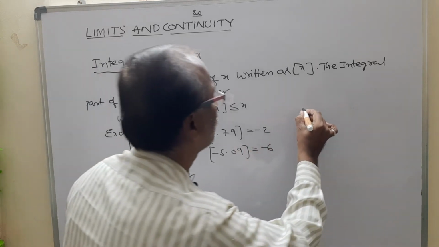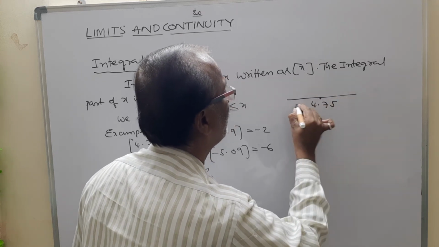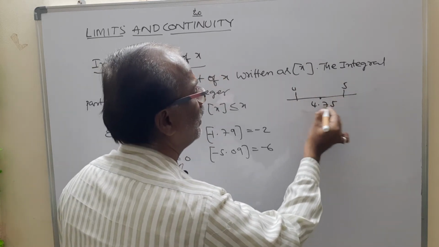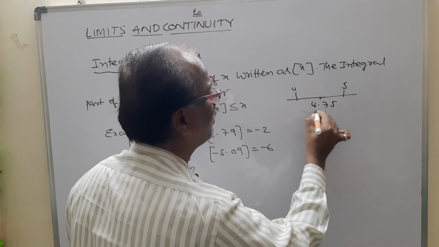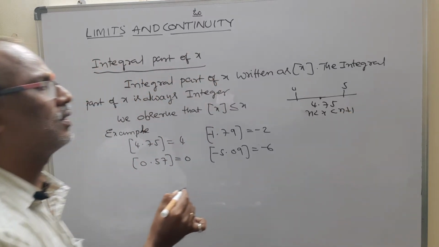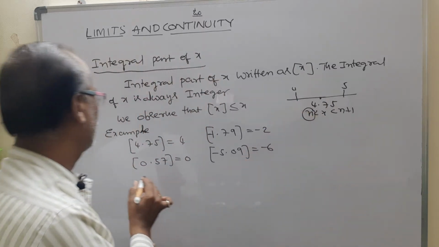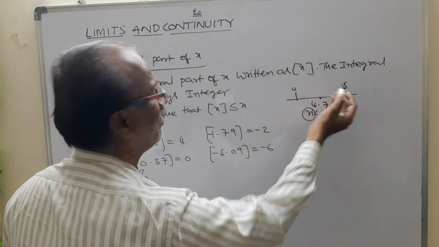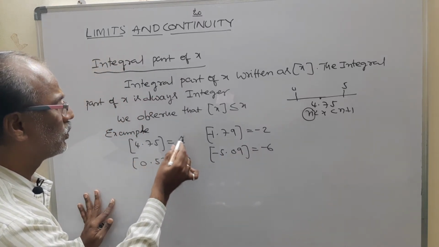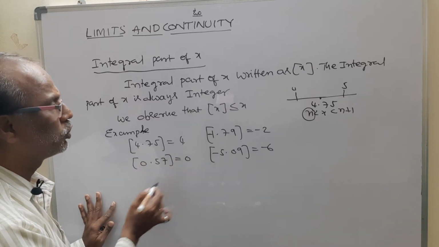Observe that 4.75 is a number that lies between 4 and 5. In general, this number x always lies as n less than or equal to x less than n plus 1, and box x is n. Here 4.75 lies between 4 and 5, so the integral part of 4.75 is 4. Box 4.75 equals 4. Box 0.57 equals 0.